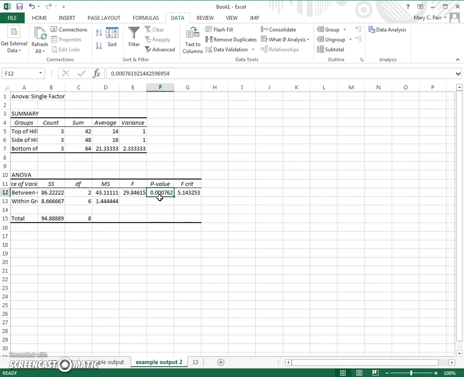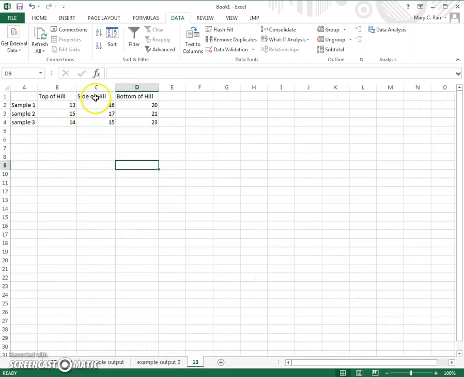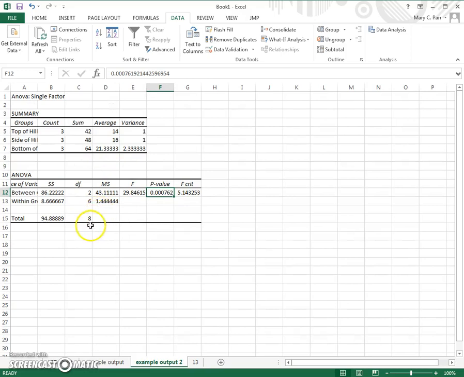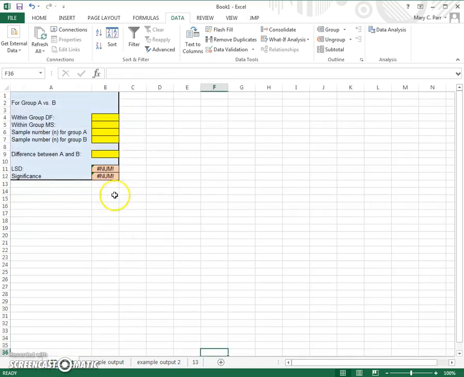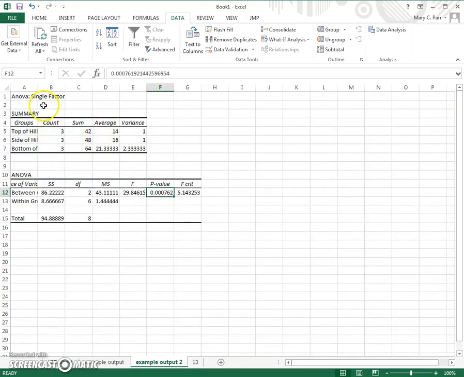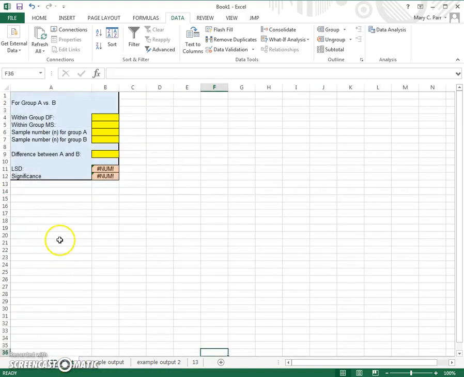We say that, okay, between these three groups that I'm looking at, top of the hill, side of the hill, and bottom of the hill, are these data points actually different from a different population of soil than the other ones? So when I look at this, there's a calculation we can do called LSD, or least squared difference. I created a sheet that you can download off of Moodle that will look just like this. You can take the output data points from this ANOVA single factor and put them into this LSD sheet to figure out whether you have a significance.